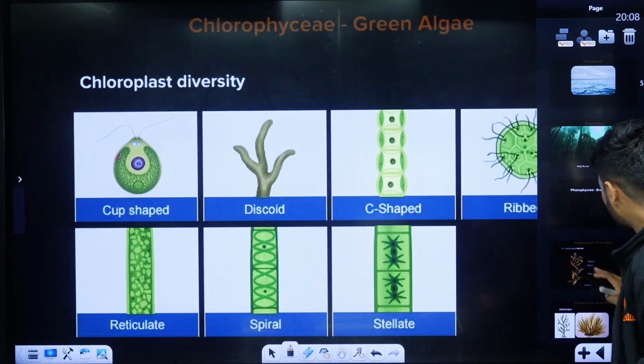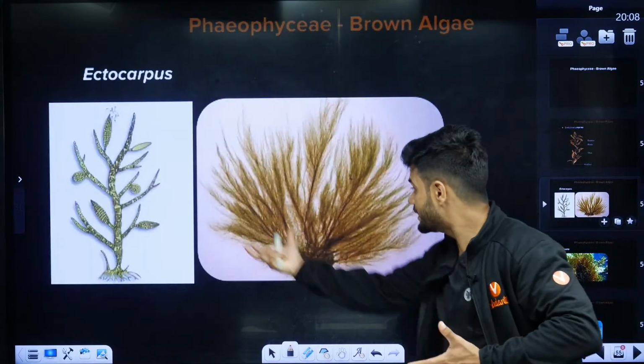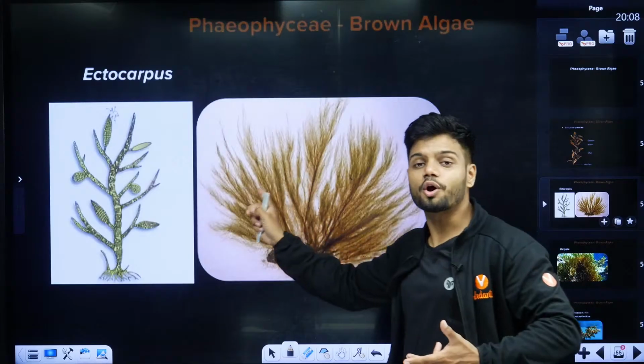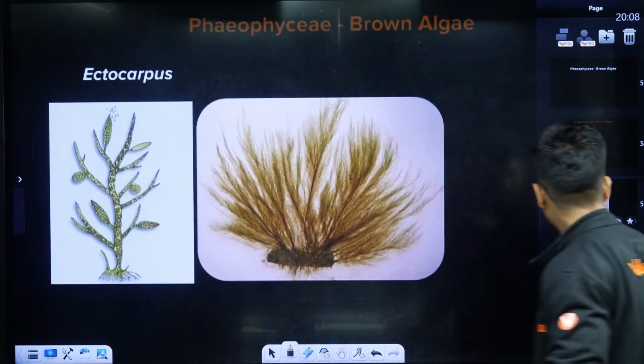I will be showing you brown color algae. This is algae. This right here is also algae. This is called brown algae, which belongs to Phaeophyceae. See, algae.